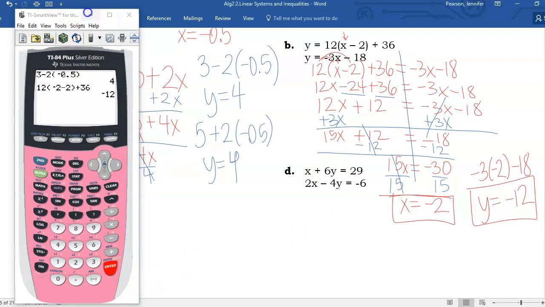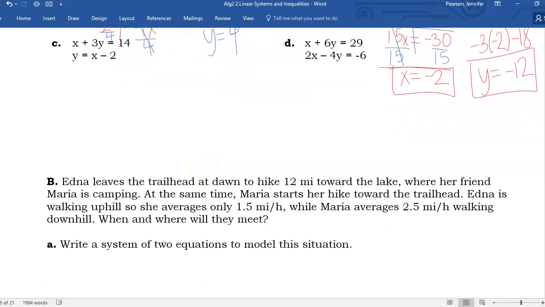Okay. Next example. We have an equation in standard form and an equation in point slope form. When we're given this, what makes the most sense is to substitute this equation into the y, okay? Because we know y is x minus 2, we're going to replace the y with x minus 2. So that's going to look like x plus 3 times (x minus 2) equals 14. I replaced the y with the second equation.